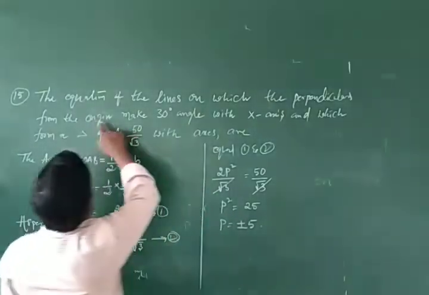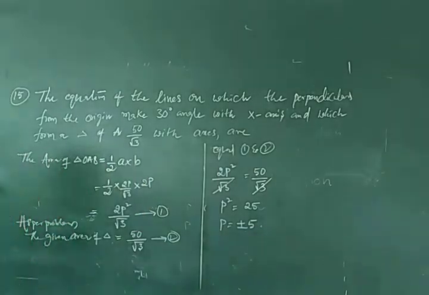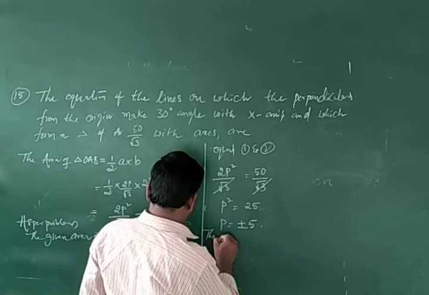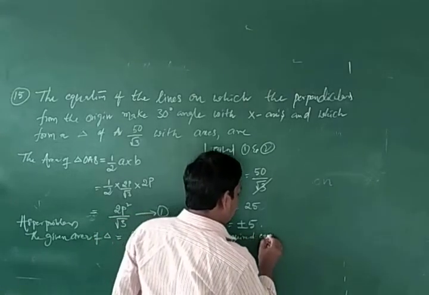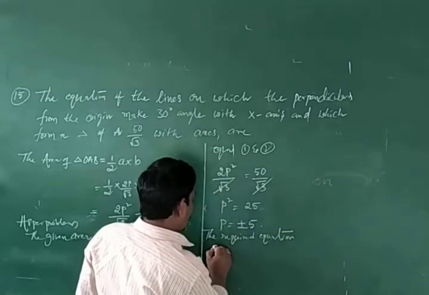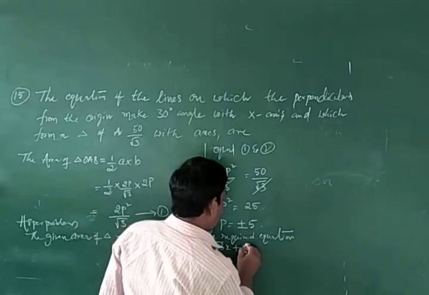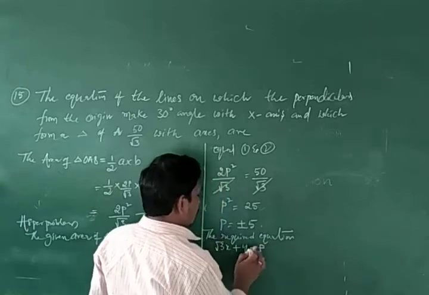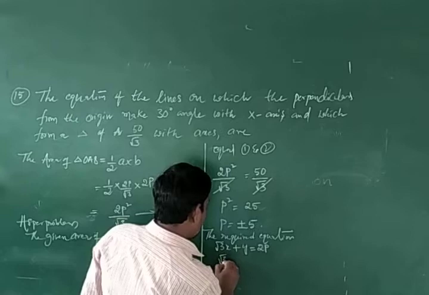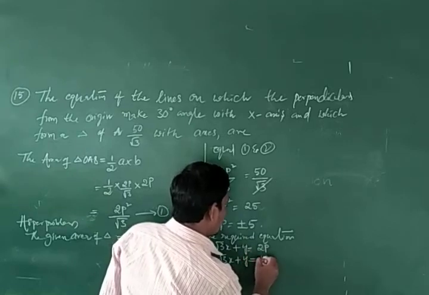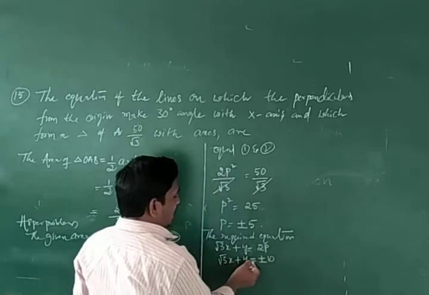Okay, calculate. So what we have to, the equation is, the required equation is root 3x plus y equal to 2p, then root 3x plus y equal to plus or minus 10. Okay, root 3x plus y equal to plus or minus 10.